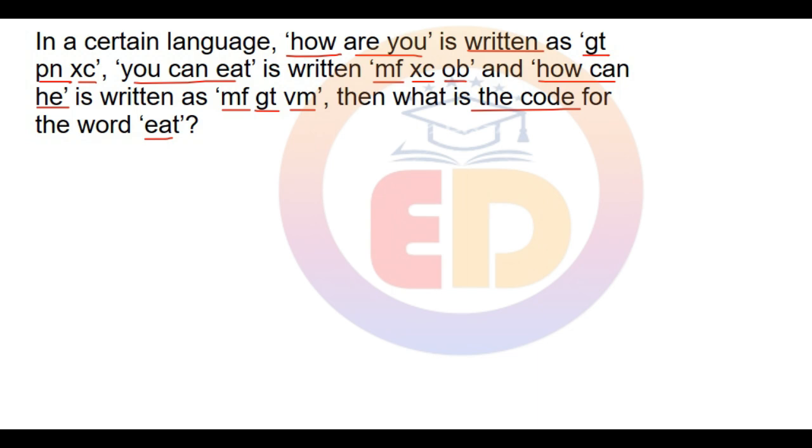For solving the questions, first write down the words or the phrases or the sentences on one side. How are you? And in front of them write down their codes. It's GT PN XE. Now remember that the codes are not in the order. It means the code of how is not GT, the code of R is not the second code PN. Similarly, the code of U is not the third code XE. We have to find it out.